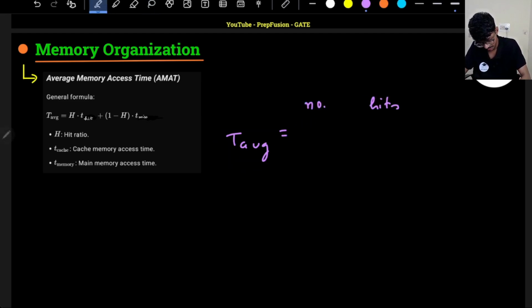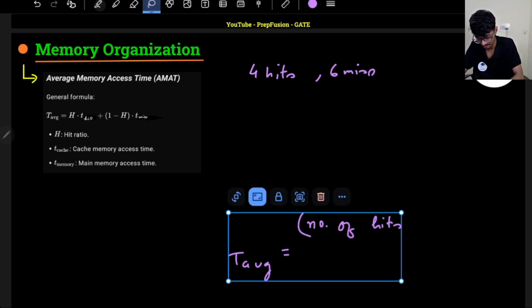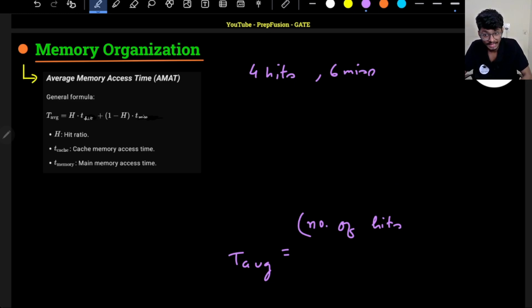So the first thing is the number of hits. Out of, let's say, 100 attempts, I had 30 hits, or let's say out of 10 attempts, I had 4 hits and 6 misses. If it is 4 hits and 6 misses, then what will be the average access time?